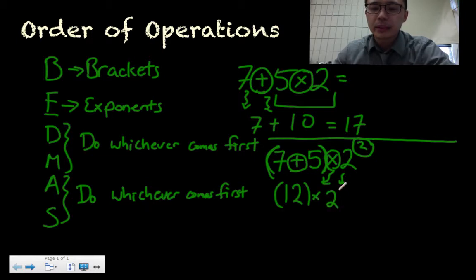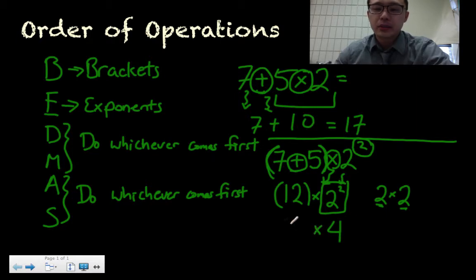So I have my multiplication, I have 2 exponent 2, not 2 times 2. And then go down this list again. Well, you do have brackets, but inside the brackets, there's nothing you can do with the 12, so it's just 12. Exponents, yes, you do have exponents. So you're going to do this exponent, which is 2 to the power of 2. So 2 squared is not 2 times 2, it's actually this itself multiplied by itself 2 times. So that's going to be your 4.